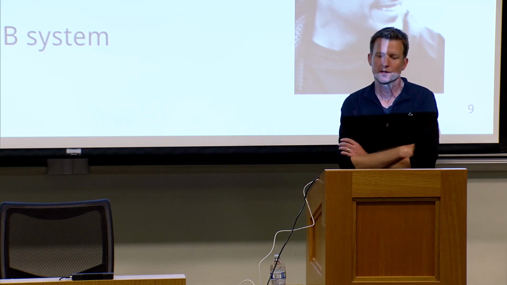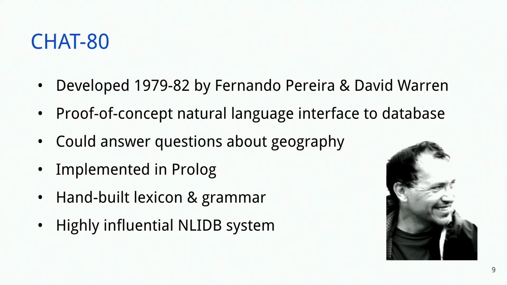Another milestone for semantic parsing was the Chat80 system. This was developed around 1980 by Fernando Pereira, who's now a research director at Google. It was basically a natural language interface to a database of geographical facts, so it could answer geographic queries like, what's the capital of France, or how many countries are in Europe. It was implemented in Prolog, and it used a hand-built grammar and a hand-built lexicon. So there was no machine learning in sight. It was just lots and lots of rules that drove this semantic interpretation.